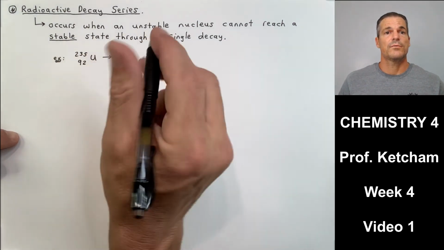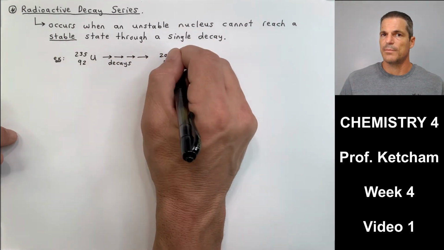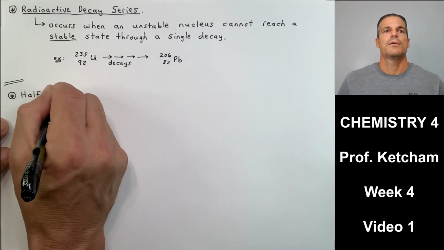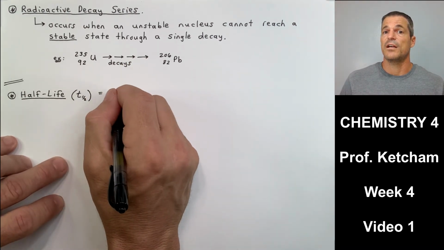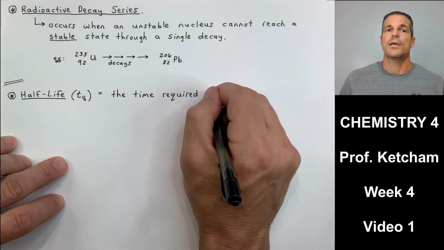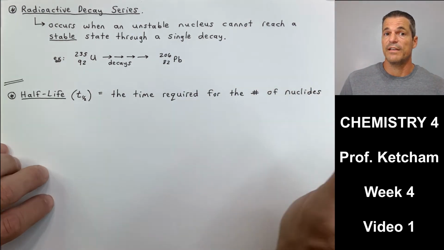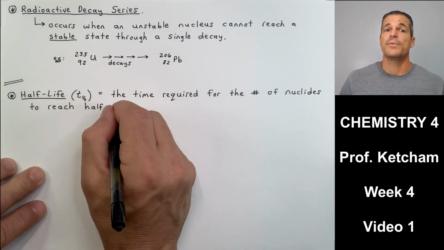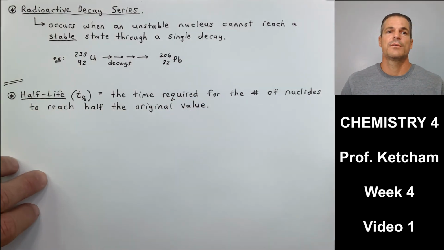This occurs when an unstable nucleus, right? If something is radioactive, it's unstable. It's going to decompose. It has an activity, they say. Radioactive decay series occurs when an unstable nucleus cannot reach a stable state through a single decay. So that means you have an unstable starting material, such as uranium-235. Through a series of decays, uranium-235 becomes lead-206, and lead-206 is stable.